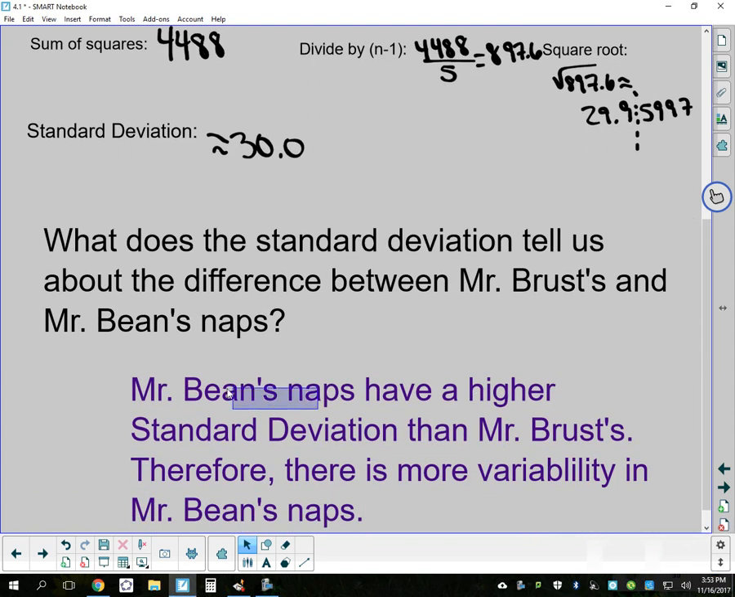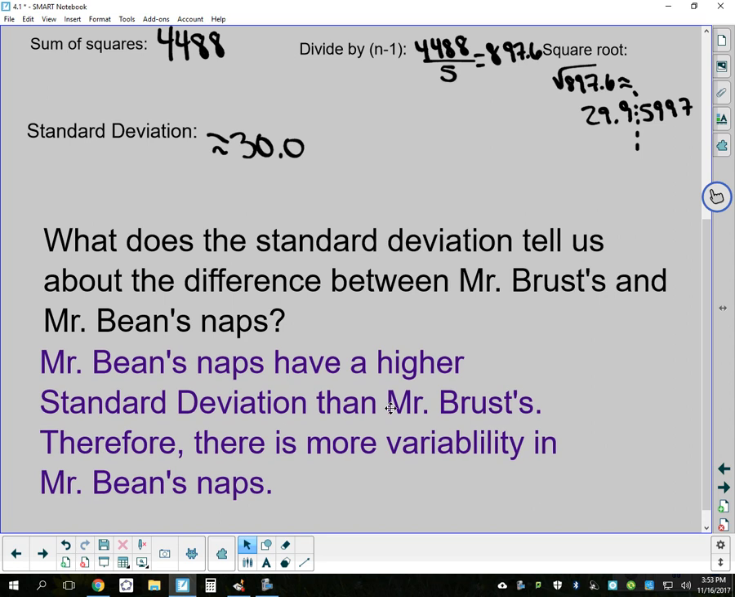It is telling us Mr. Bean's naps have a higher standard deviation. Therefore, there is more variability in Mr. Bean's naps, meaning Mr. Bean's numbers, those number of minutes in his naps, can vary more so than Mr. Brust's did. So that's what standard deviation is telling you. It is telling you the variability. How much does your data vary? Are they all about the same number, or are they more spread out?